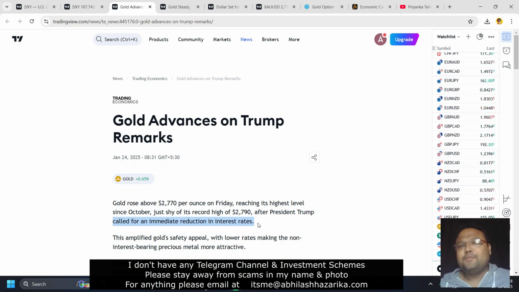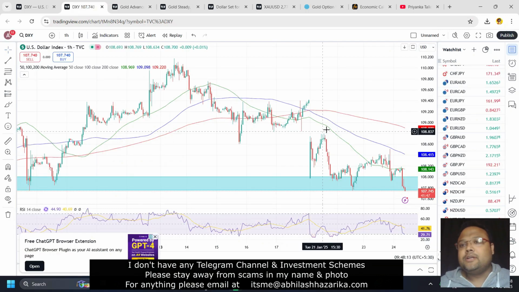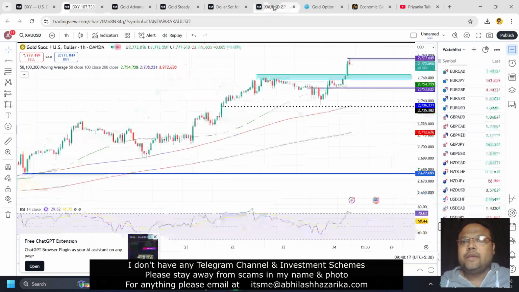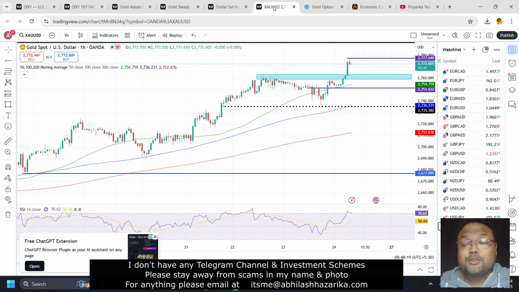This was the most important event for us because an immediate reduction in interest rates means pressure will be on the chart of DXY. If there is pressure on the chart of DXY, what will we see? We will see upside on the chart of gold. So right now, fundamentally, gold is bullish. So if you have any ongoing buy on gold right now, continue with your buy position because we can clearly see that gold is bullish. Further upside is very much possible.